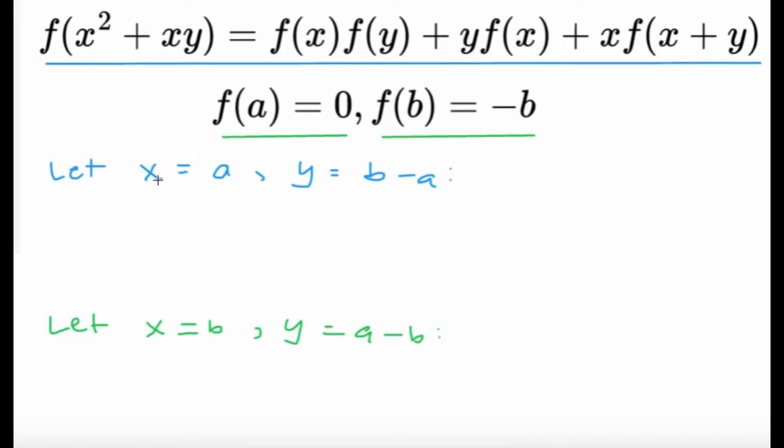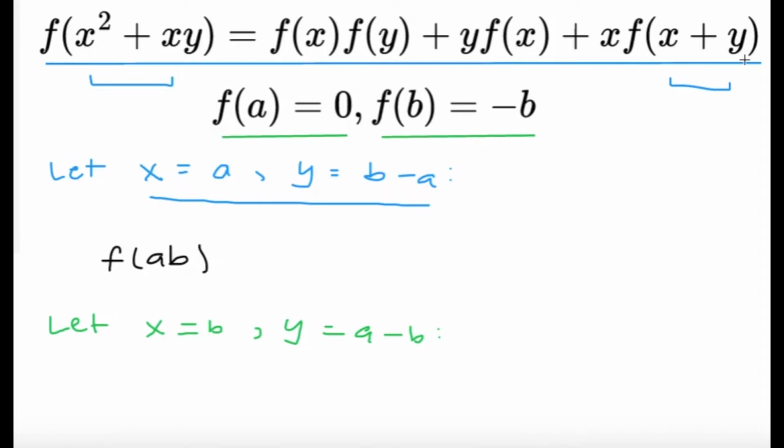Now, I have here let x equals a, let y equals b minus a. Obviously, we want to incorporate these into the above equation. These are just presets, so the motivation will be clear. The motivation is to make these two terms nice terms. In fact, f of x squared plus xy, for the case where x equals a and y equals b minus a, is going to be equal to f of ab.